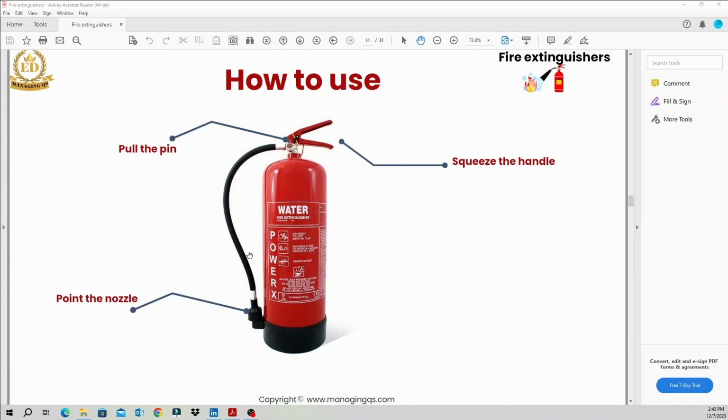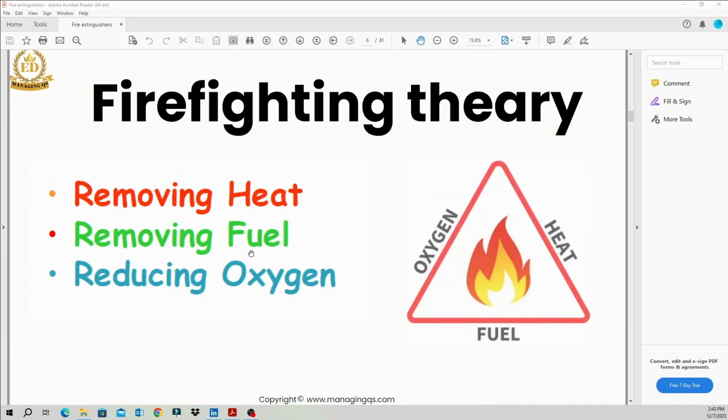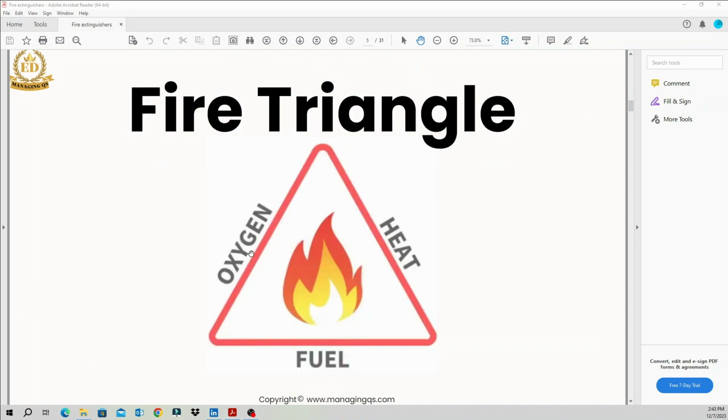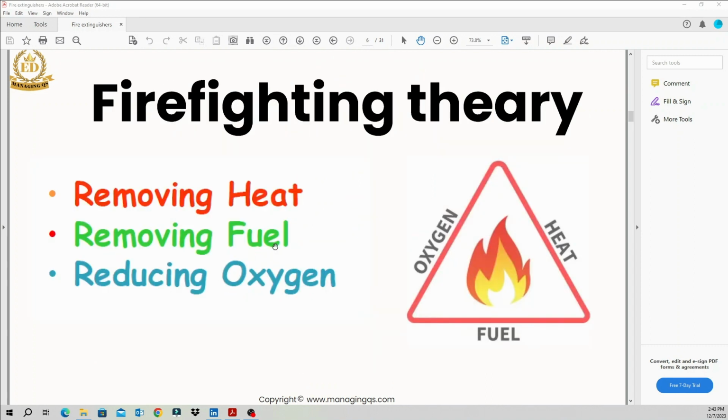Once you learn a little bit more about the firefighting system, we are going to move forward to the drawings and other things.